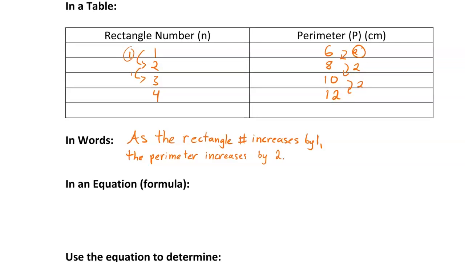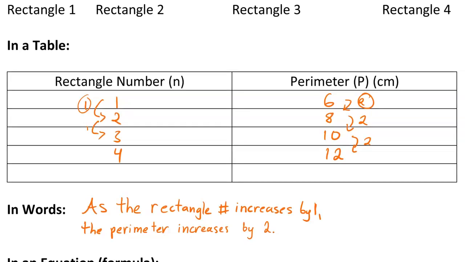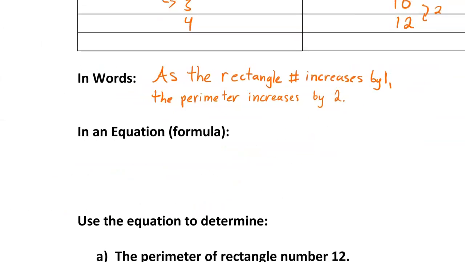Well, remember that finding our constant was important to writing our formula or our equation. So if we worked our way backwards to 0, instead of adding 2 this time, we're taking away 2. So our constant is going to be 4. Now that'll help us writing our equation because our constant is going to be plus 4.